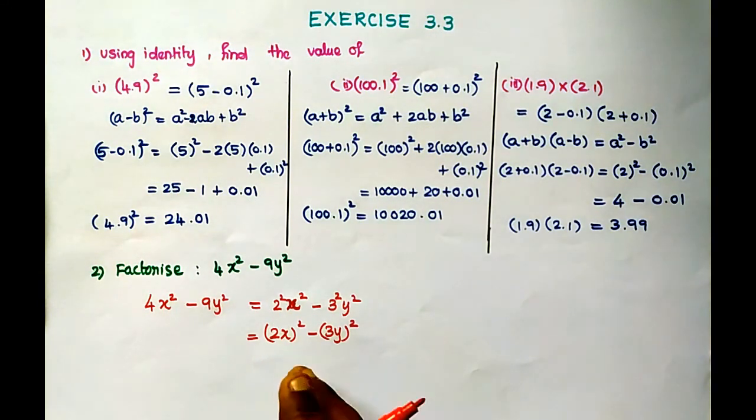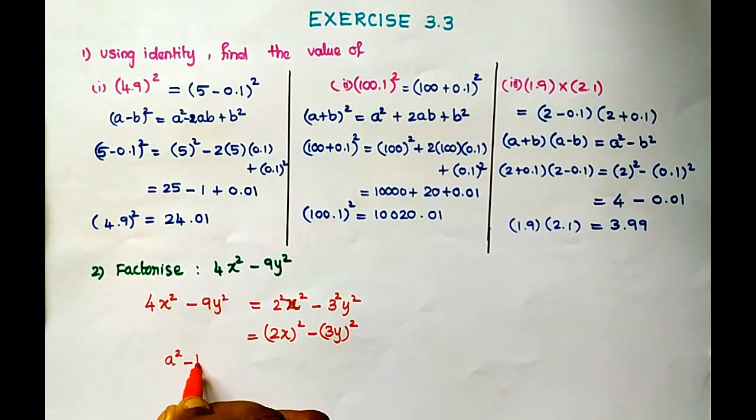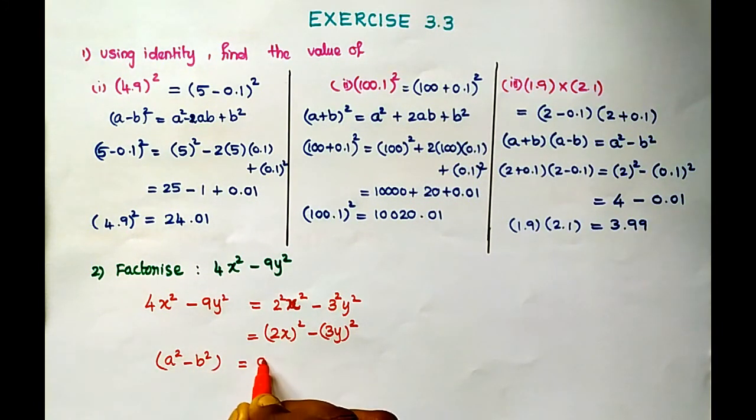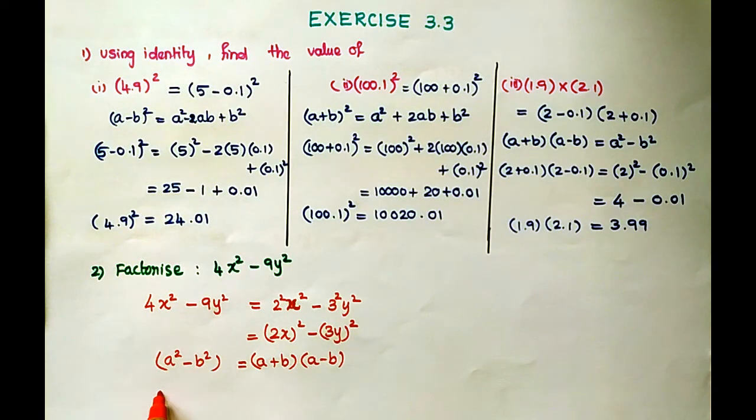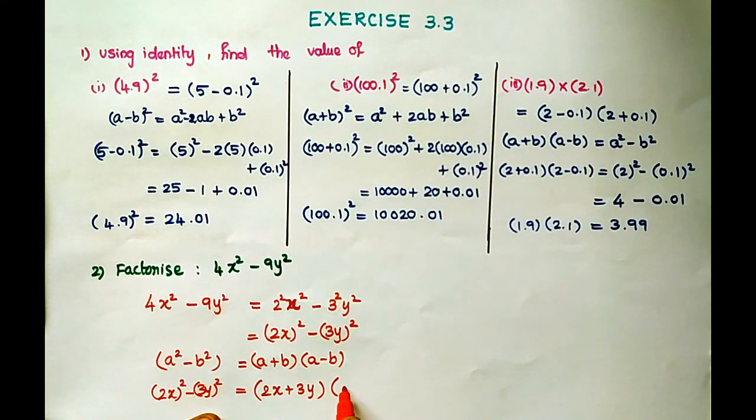Now a squared minus b squared equals a plus b into a minus b. Now what is a here? That is 2x whole square minus 3y whole square, where a is 2x and b is 3y. So 2x plus 3y into 2x minus 3y. So that is the answer for this one.